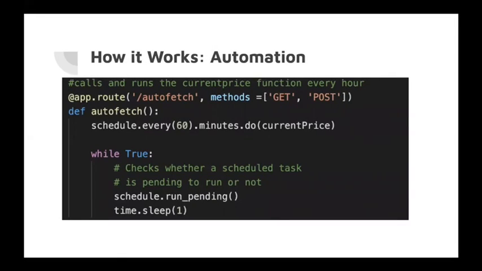This shows our automation function that we also have in our Flask. It allows us to do the current price fetching from the API and lets us input that into our database every hour.